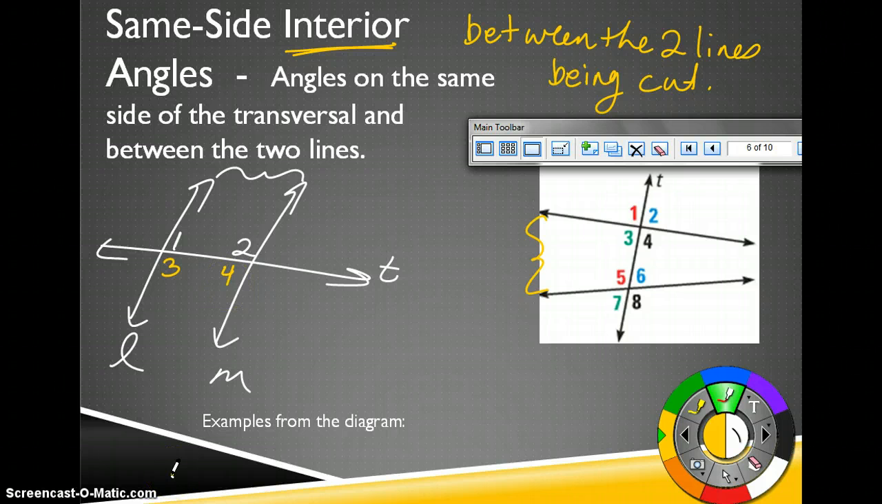I hope this color coding is helping you guys. All right, so then if we look at the diagram here, angle 3 and angle 5 would be your same side interior angles, or angle 4 and angle 6.